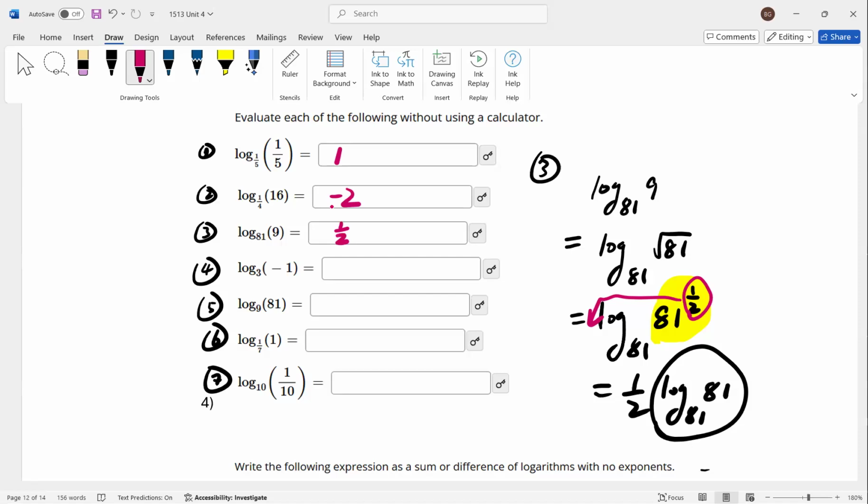Number 4, could you help me to figure number 4 out? What's the value of number 4? Log with base 3, argument is -1.